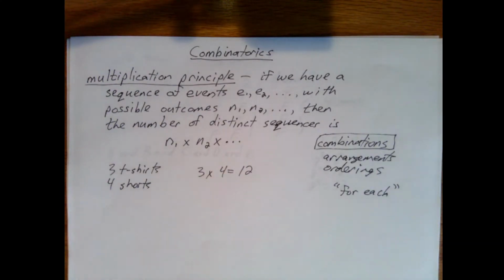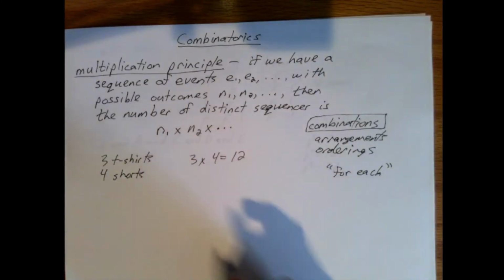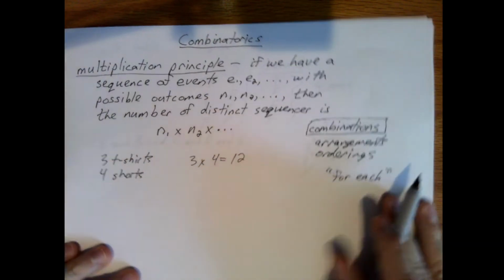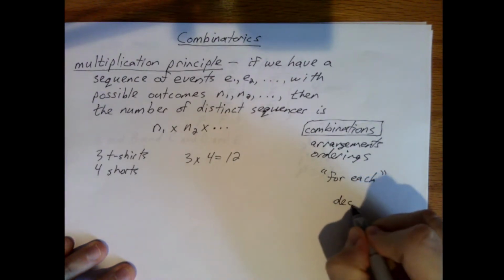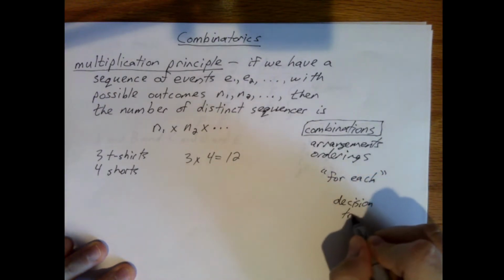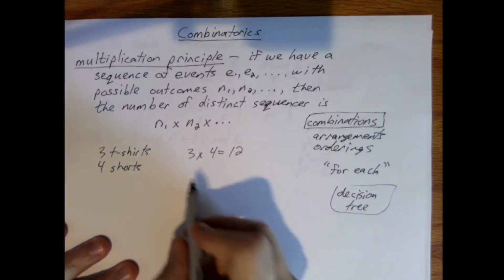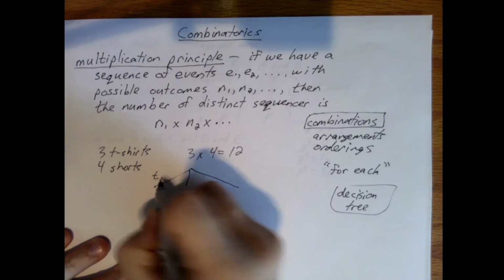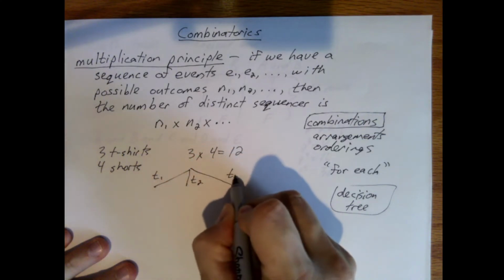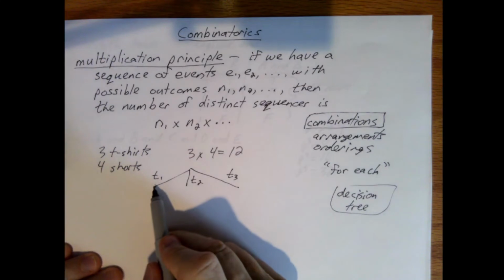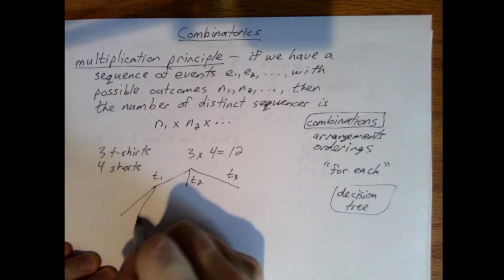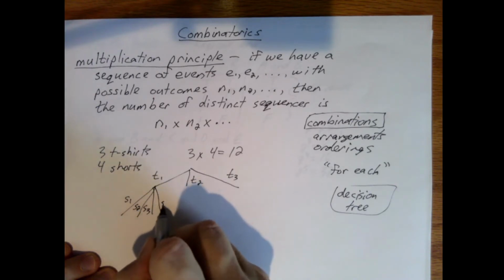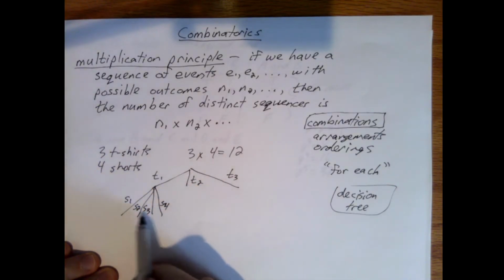Now, one of the things that really helps when thinking about these types of problems, when it's a small number of things like this, is to create what's called a decision tree. So here we could say, okay, I could have t-shirt 1, t-shirt 2, or t-shirt 3. And we can see that if I choose t-shirt 1, I have 4 different pairs of shorts I could wear. S1, S2, S3, S4.